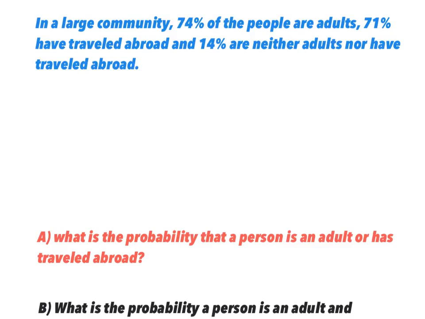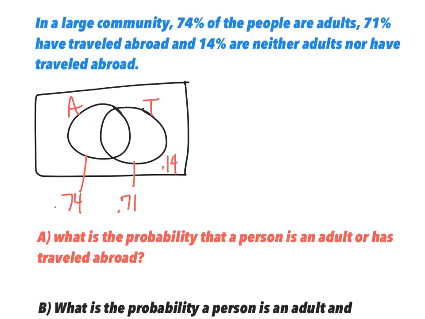All right, in a large community, 74% of the people are adults. 71% have traveled abroad, and 14% are neither adults nor have traveled abroad. So again, you're going to get the most out of these video lessons if you pause it and try it yourself. You'll notice they don't say set up a Venn diagram, but we can clearly see we're talking about two events. So pause it and set up your own Venn diagram. Good luck.